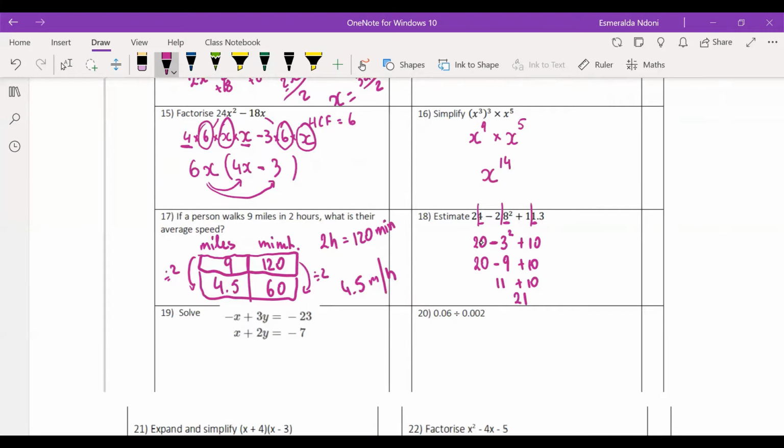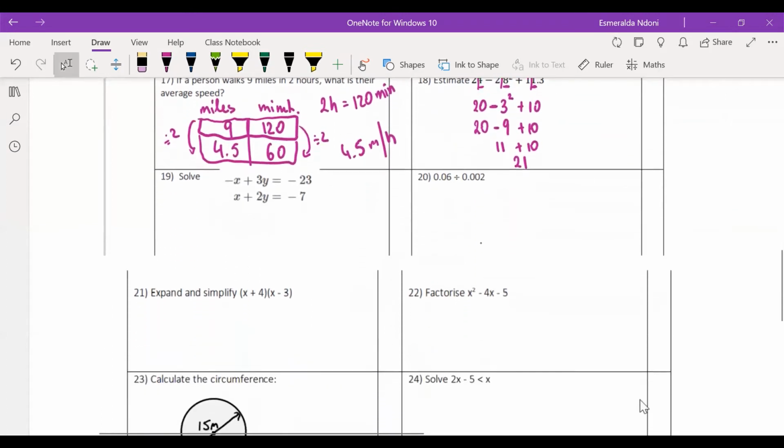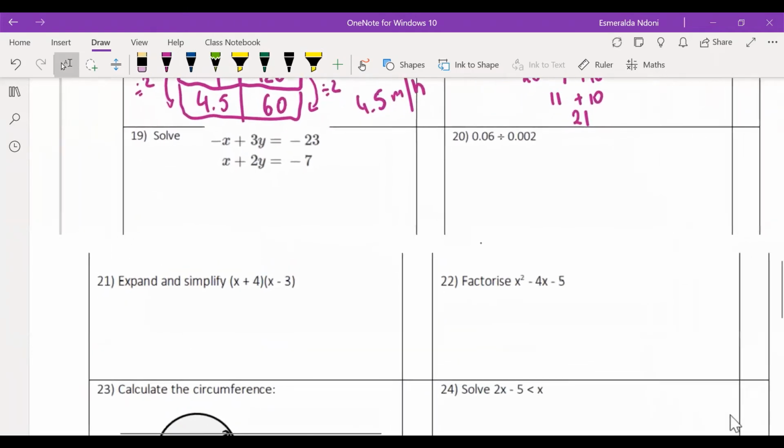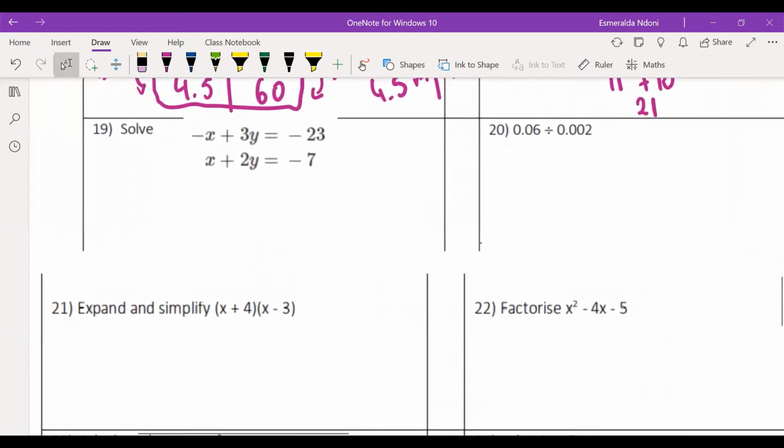Okay, moving on to the next question. We have a SIM equation now. So we have a lot of negatives here, so we're going to have to be very careful with this. First thing, as always, label them, A and B. I'm going to get a pen.